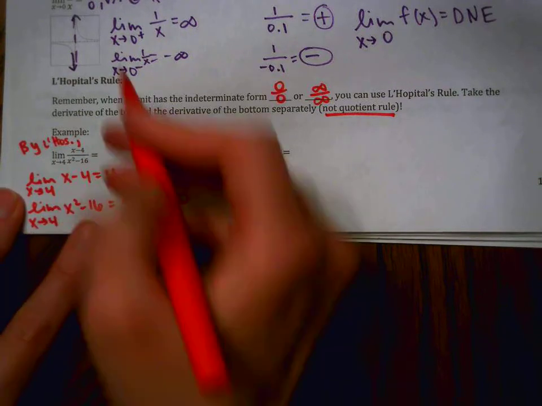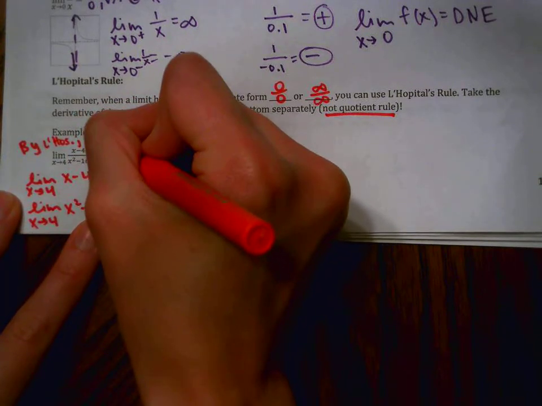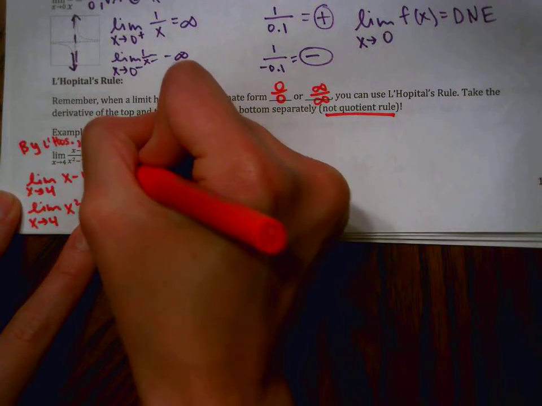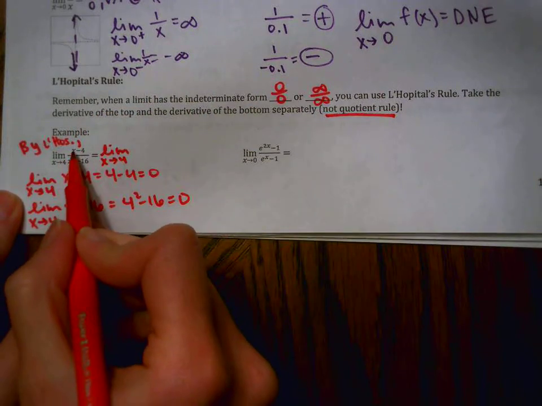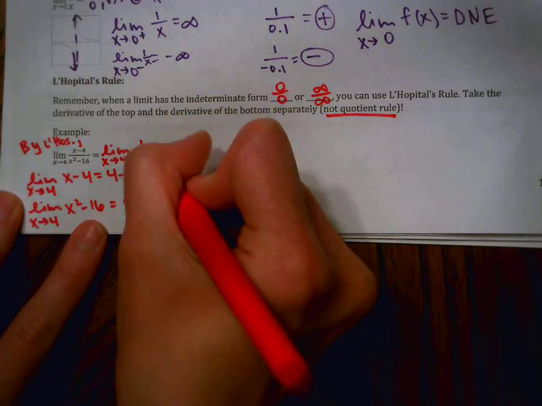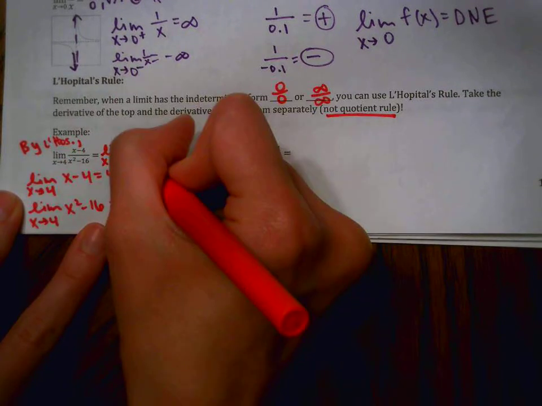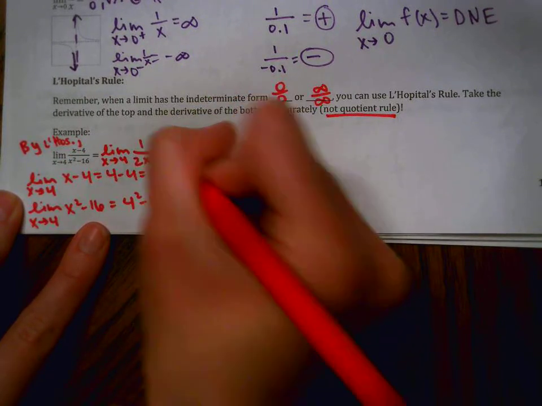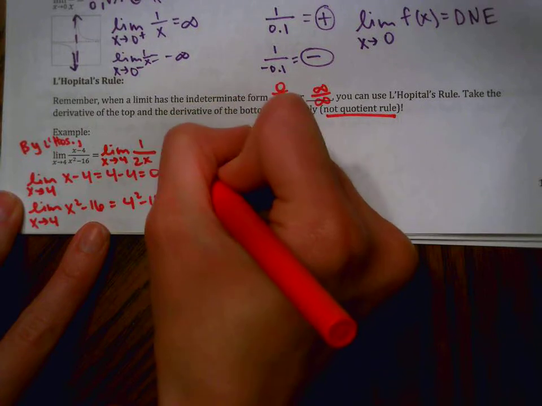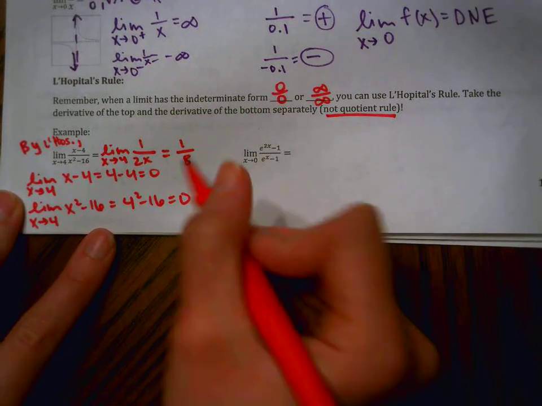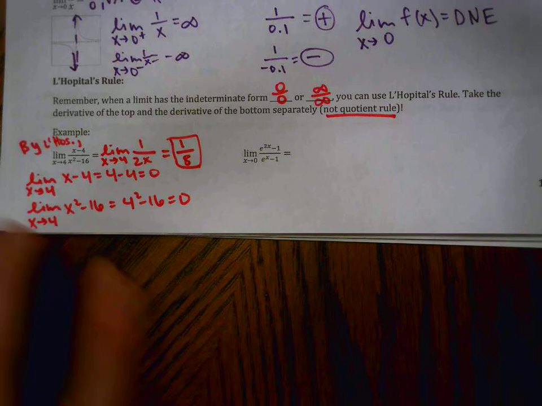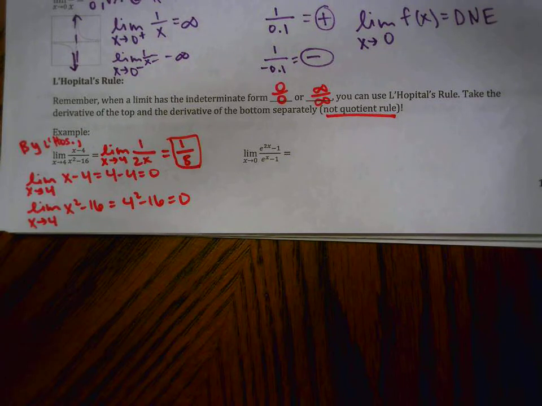this original limit will equal the limit as x approaches 4 of the derivative of the top, which would just be 1, over the derivative of the bottom, which would be 2x. Now you redo direct substitution: 1 over 2 times 4 is 1 over 8. You can see that's the same answer as above. So here's another one, and again, at any point you can pause these videos and do it on your own or skip ahead if you already know this topic.